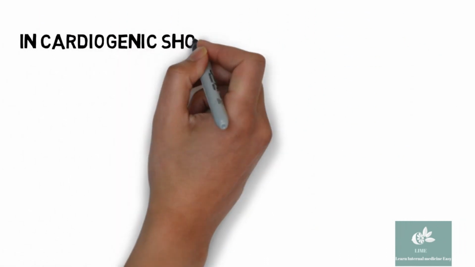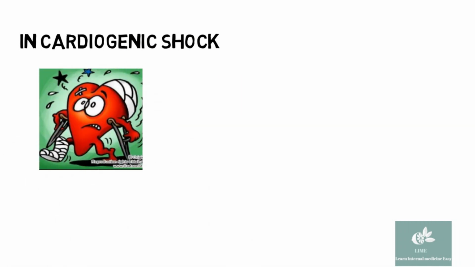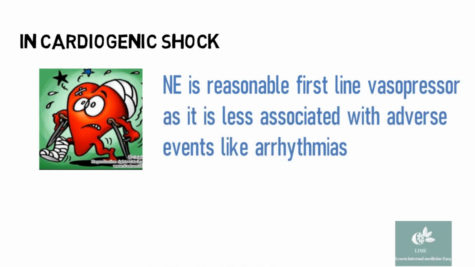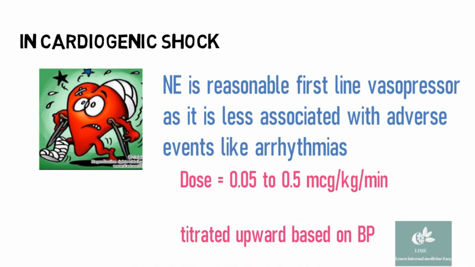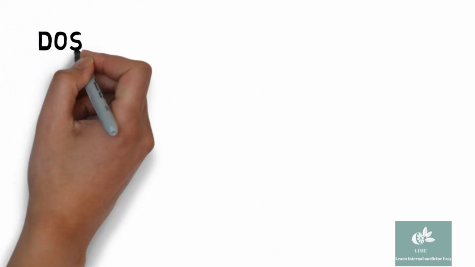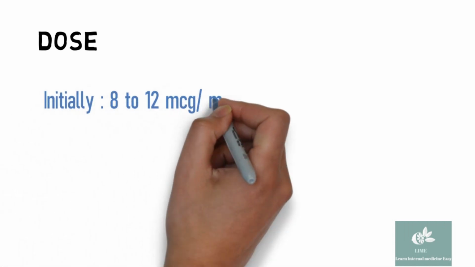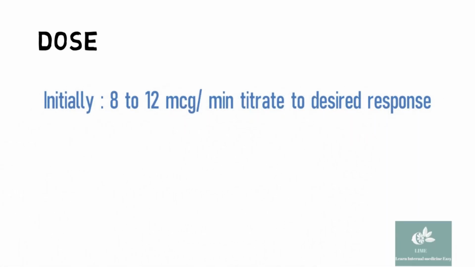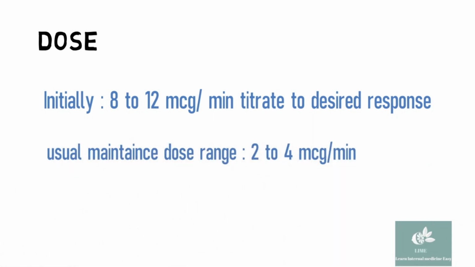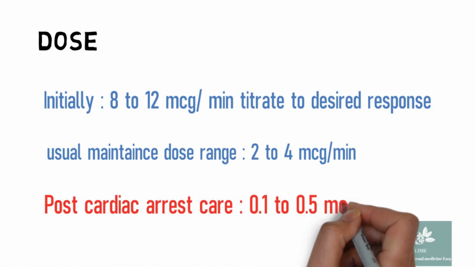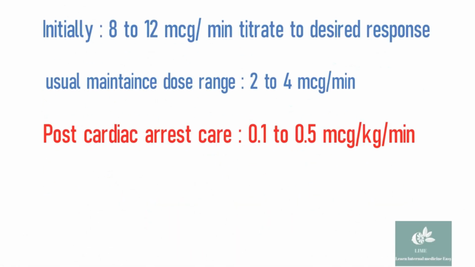In cardiogenic shock, noradrenaline is a preferred vasopressor because of its lesser side effects like arrhythmia when compared to dopamine. Dose is 0.05 to 0.5 micrograms per kg per minute. Initial dose is 8 to 12 micrograms per minute, titrated according to the desired response. Usual maintenance dose is 2 to 4 micrograms per minute. In post-cardiac arrest care, 0.1 to 0.5 micrograms per kg per minute is used.